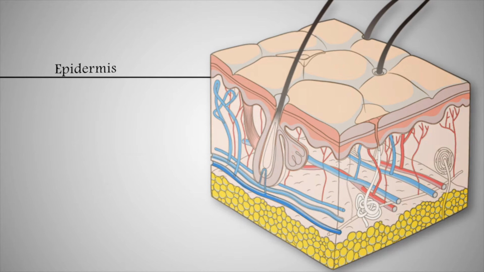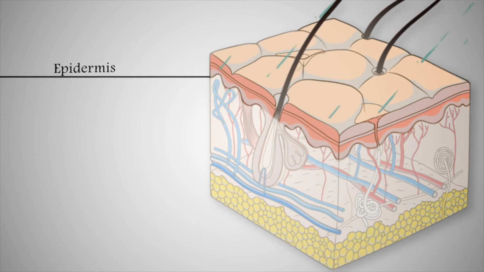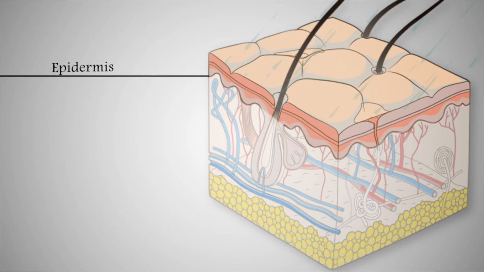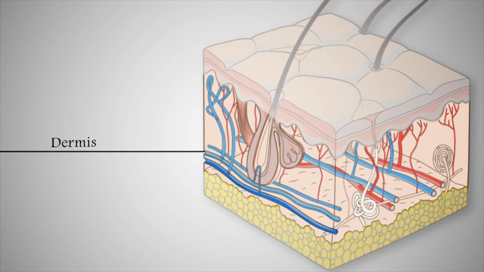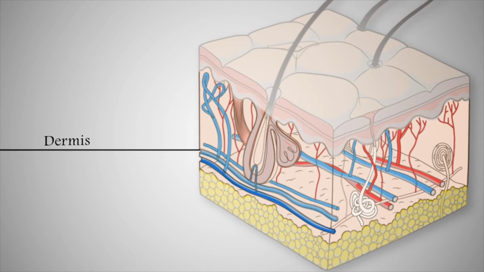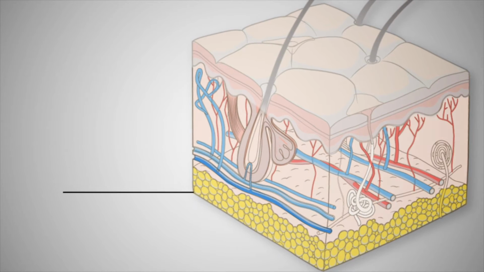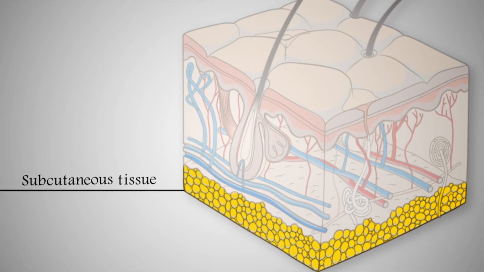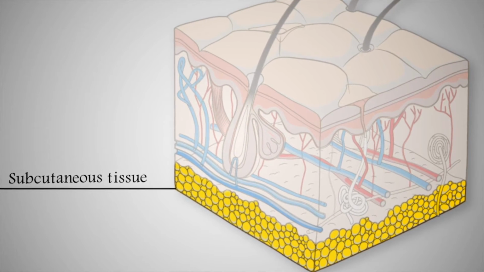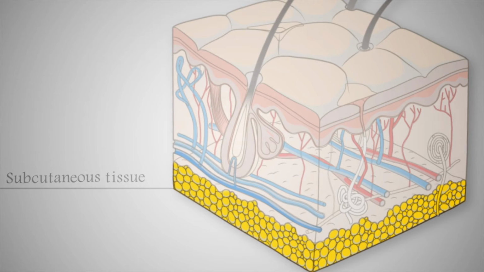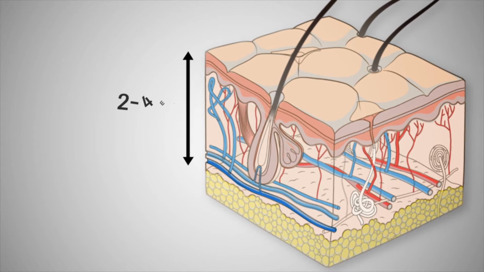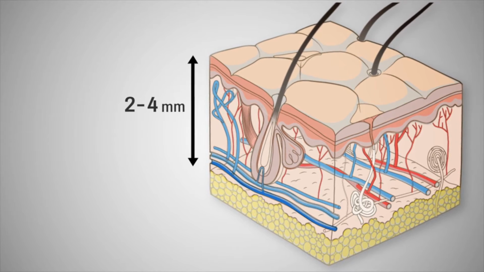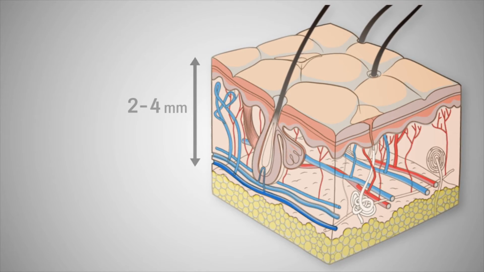The epidermis is the outermost layer of skin, which provides a waterproof barrier. The dermis lies beneath and contains tough connective tissue, hair follicles, and sweat glands. The deeper subcutaneous tissue, also known as the hypodermis, is composed of fat and connective tissue. The thickness of the epidermis and the dermis is between 2 to 4 millimeters, depending on the part of the body the skin is covering.